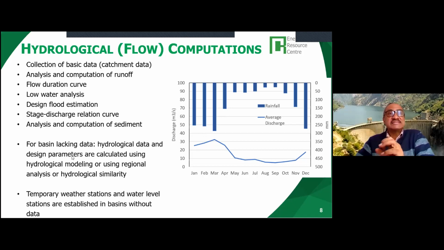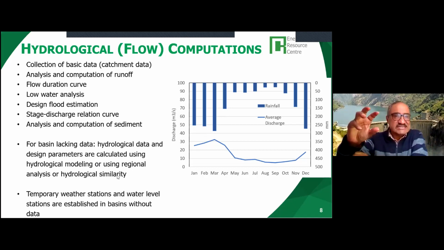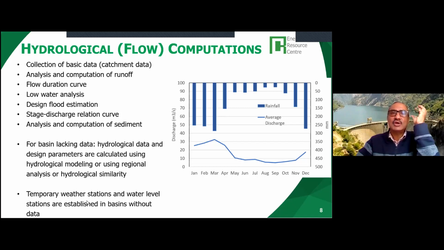And for a basin without good data, you can do this data analysis or computation using data from hydrologically similar catchments. Okay, from some nearby station, you transfer and get an analogy, depending on the catchment area, and we can derive a new set of data. And for hydropower projects, when you decide to do them, some temporary weather stations and water level stations are established. Okay, so this is the hydrological computation introduction.